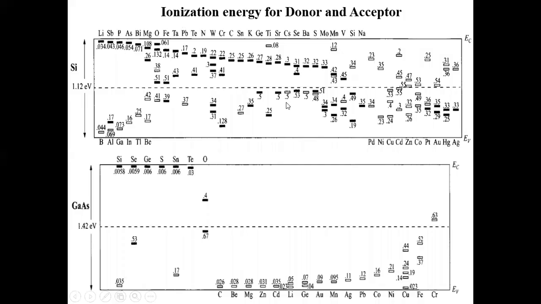Now these ionization energies for donors and acceptors largely define which kind of material we'll be using for the devices we need. But in most cases we are using silicon, which is a group 4 element, and gallium arsenide, which is a combination of a group 3 and a group 5 element, which you call 3-5 semiconductors.